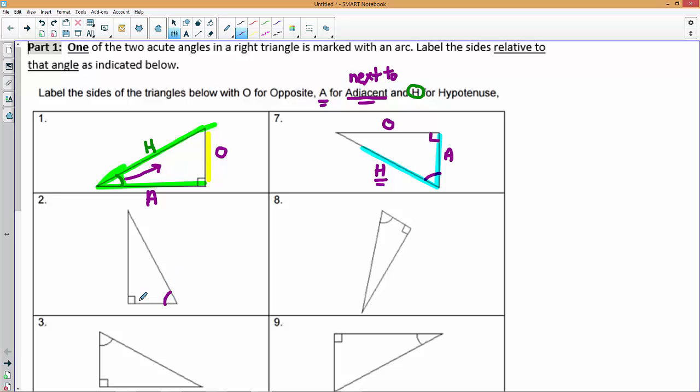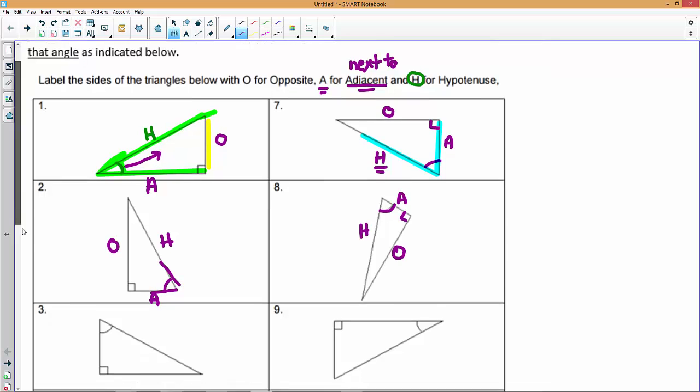Here's my angle. There's the right angle, so this is the hypotenuse. This is the adjacent. It's the other side of the angle, right? Here's the two sides. So this must be opposite. Okay, here's my angle. The hypotenuse is here, across from the right angle. This must be A, which is next to the angle. This must be O, which is across from the angle.